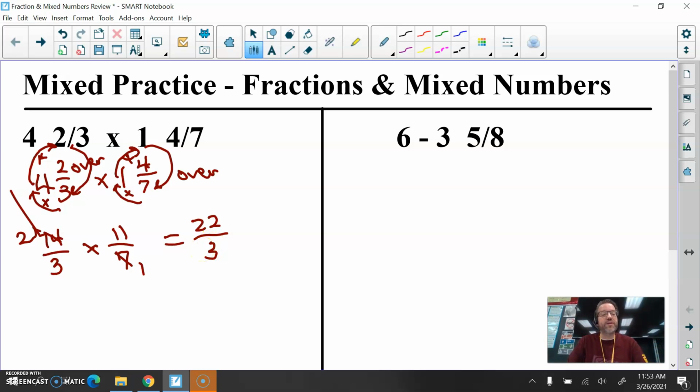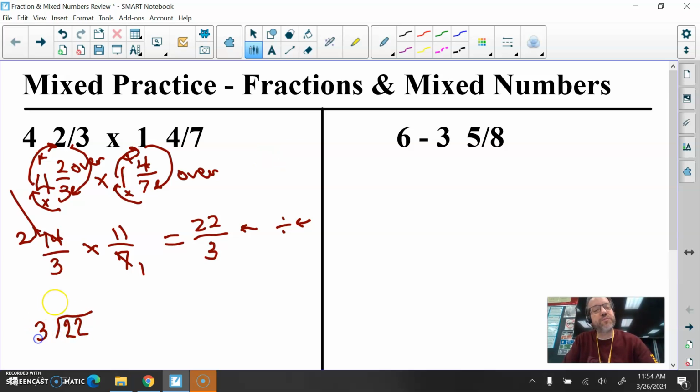Hey, the big work is done. Now I just have to convert this back into a mixed number by dividing 22 by 3. All fractions are division problems. That's what a division symbol is. You have a fraction bar here, and the two dots represent your dividend and your divisor, the numbers that you're actually dividing. Okay, so we have 22, we're dividing by 3.